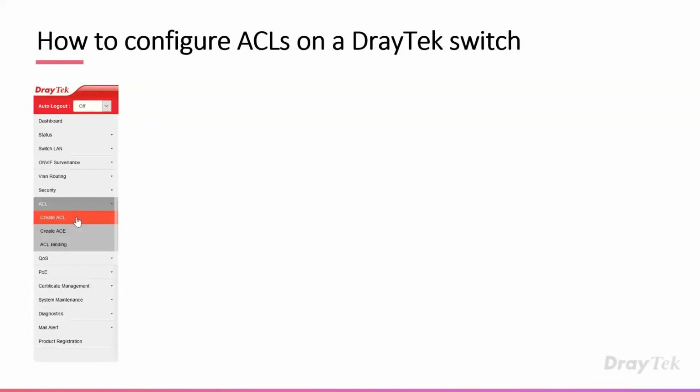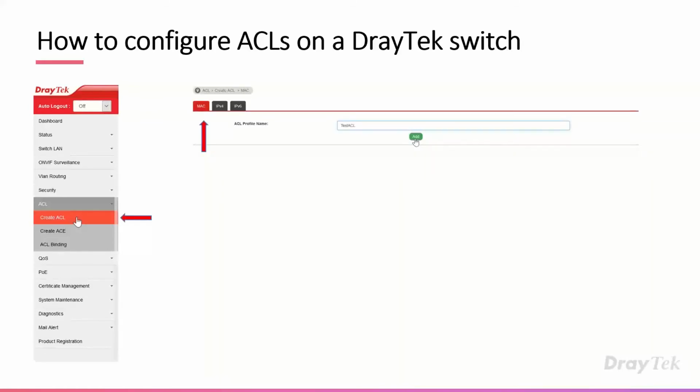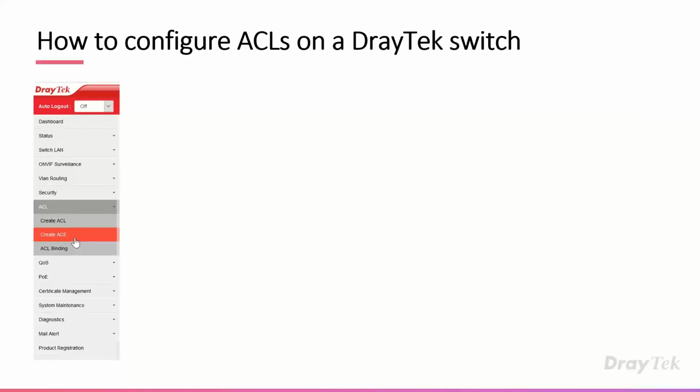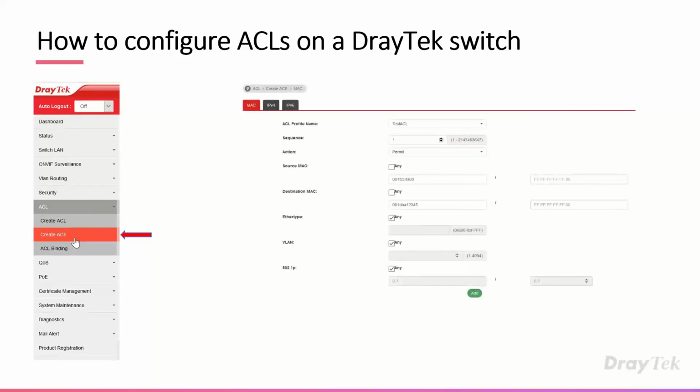Under switch security, ACLs, we need to create an ACL. This is a MAC ACL, and all it takes is to give it a name. After you have done that, you can move to create an access control entry. So we have created the ACL, now we create the access control entry. And here is where we select the ACL profile that we created in the previous step. We set the sequence to first, which is number 1.